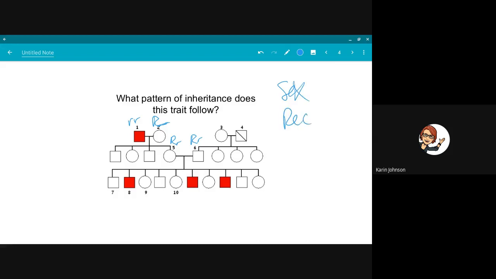So we call that autosomal recessive. It means that it's not on the sex chromosome. So all the other chromosomes, they're called autosomes. So it could be either sex-linked recessive or autosomal recessive.